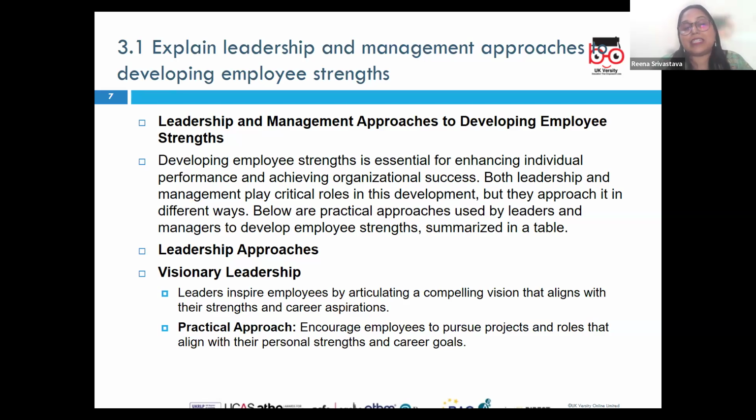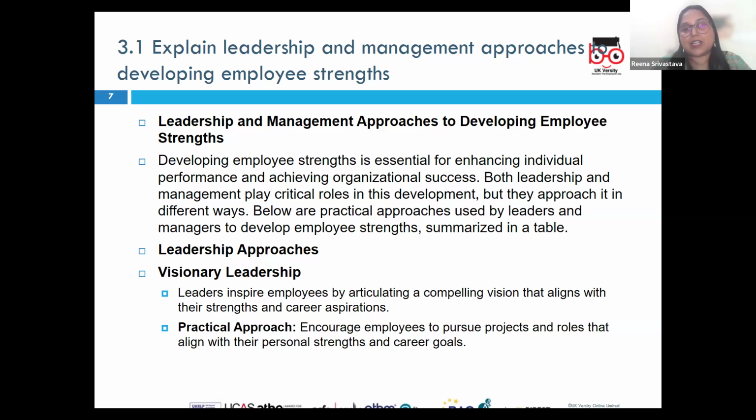For example, let's say there's a leader in a creative agency who highlights the importance of innovation. If there's an employee with a creative talent, they may be involved in a strategic project, and the leader will help the employee understand how their creative strength is critical for the achievement of the company goals. Sometimes the leaders encourage self-discovery.